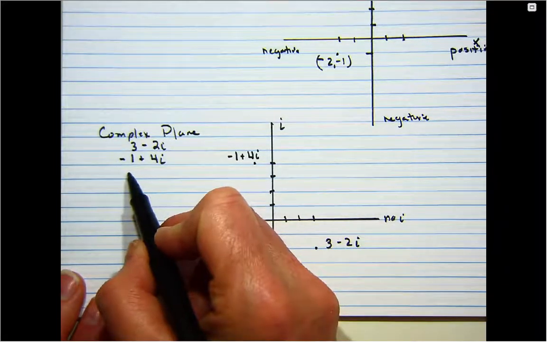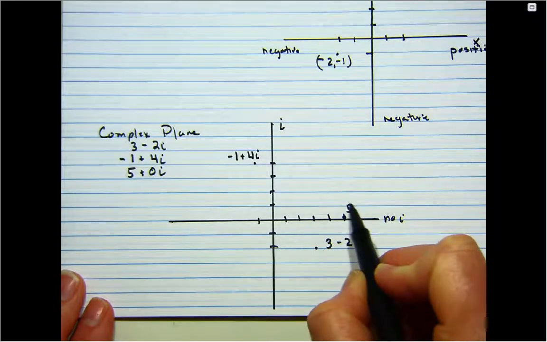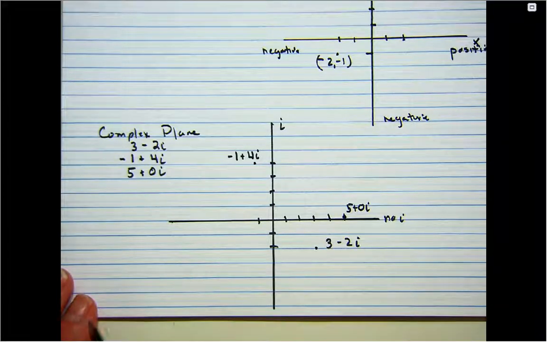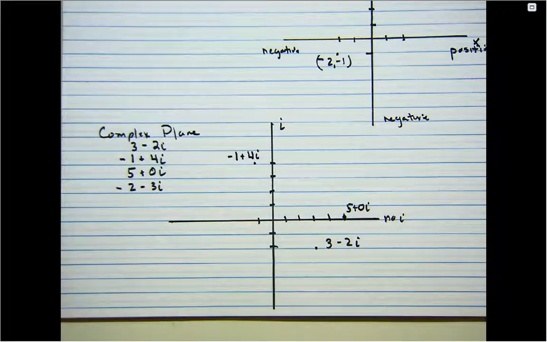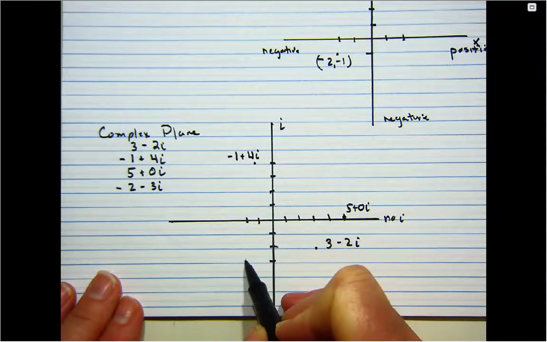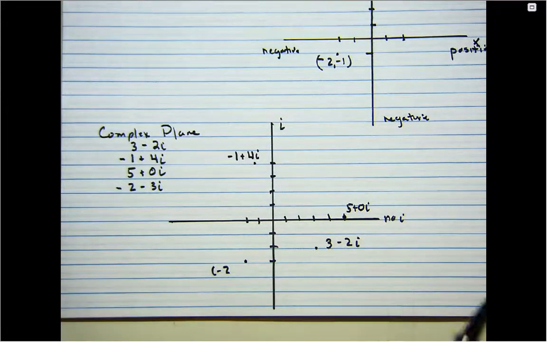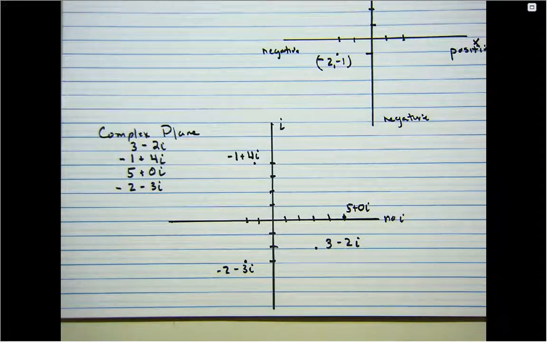We could have something with a 0. How about 5 plus 0i? So we'd have 5 plus 0i right here. Okay, so you wouldn't go up or down at all. Here, I'll give you a point to plot. Make sure you're getting the hang of this. Can you go ahead and plot negative 2 minus 3i on the complex plane, please? So you should have gone left 2 and then down 3. Anybody want to try another one of those? Anybody have any questions?